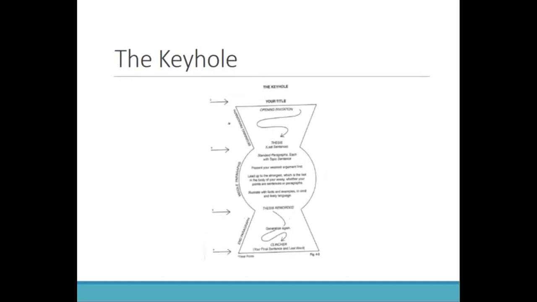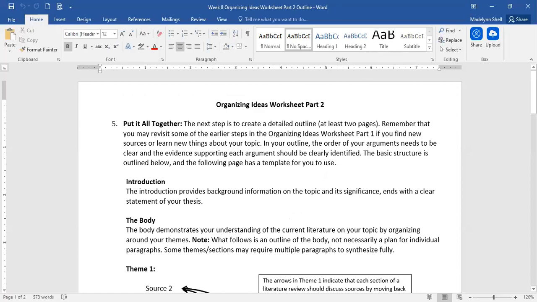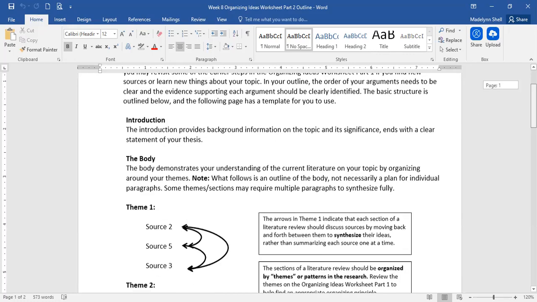So when we think about how to prepare this for an outline, your worksheet for this week will help with that. This is the organizing ideas part 2. So the next step, go back to what you did last week and make sure you look at your synthesizing sources table. But your next step is to create this detailed outline. For this assignment, it needs to be at least 2 pages. Remember to use last week's worksheet.